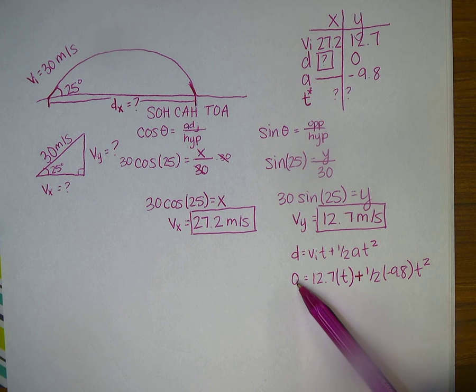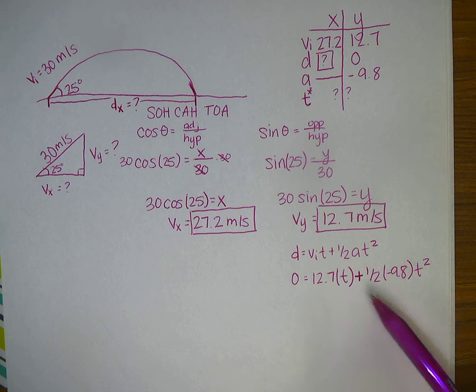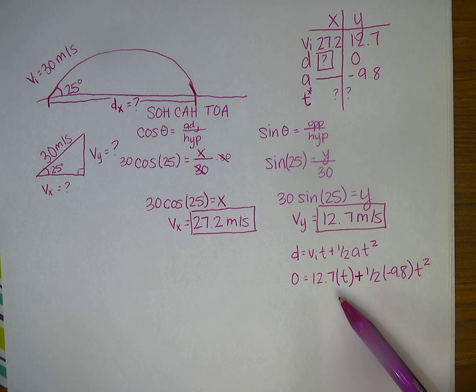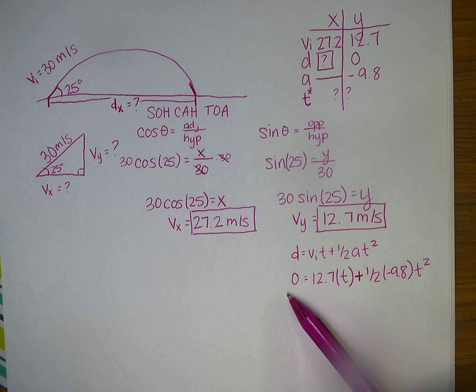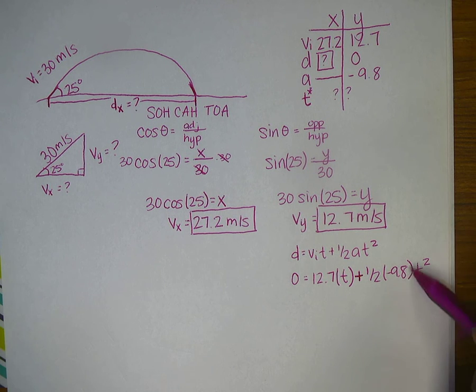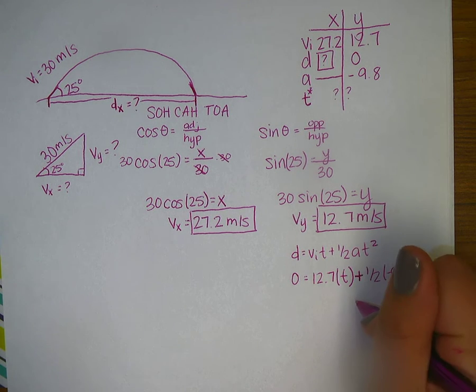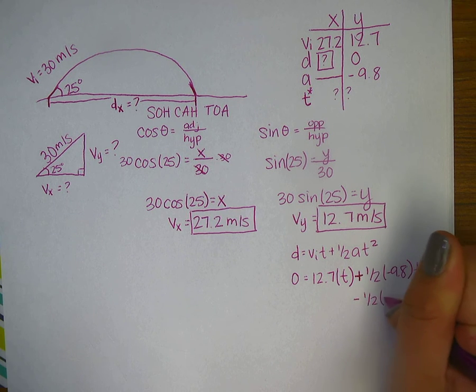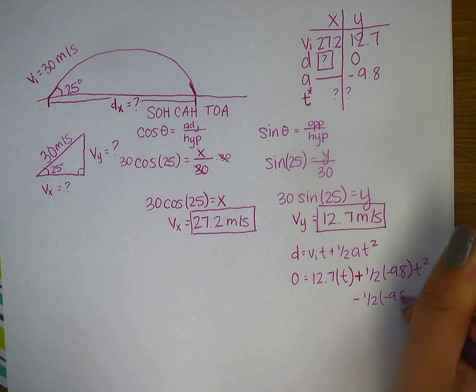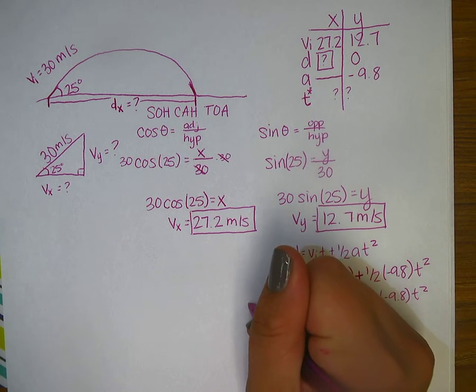So what we can do, since we have a 0 over here, we're just going to subtract one of these and move it to the other side of the equal sign, and then we'll have an equality. What I'd like to do is take the second half of the equation and subtract it over to the left side. So we're going to do minus 1/2 times negative 9.8 t squared on both sides.